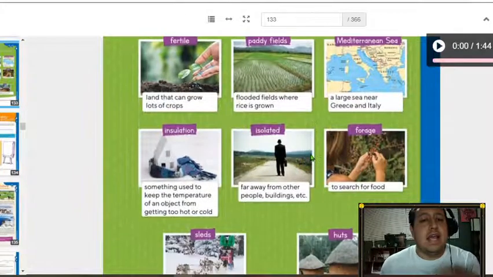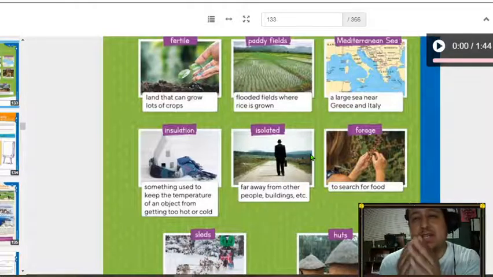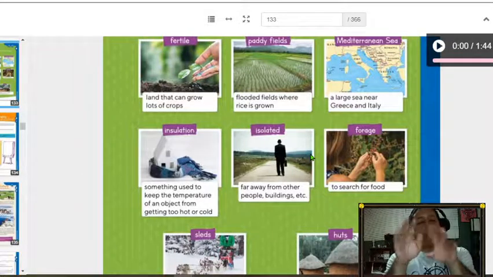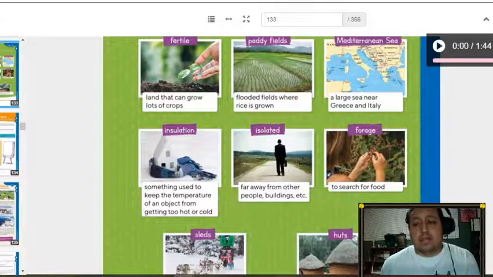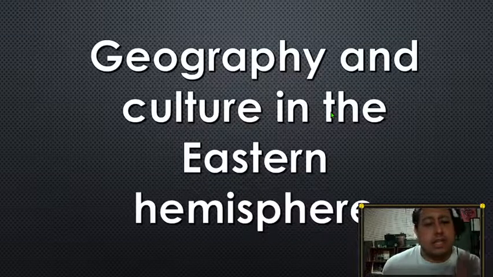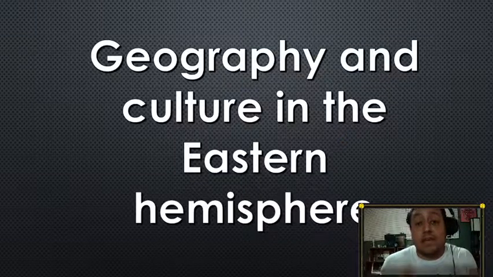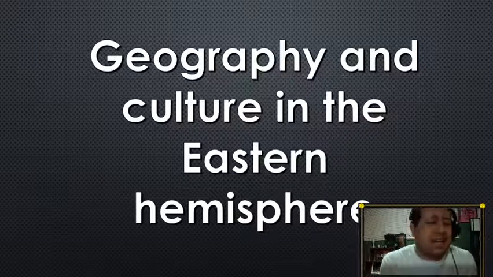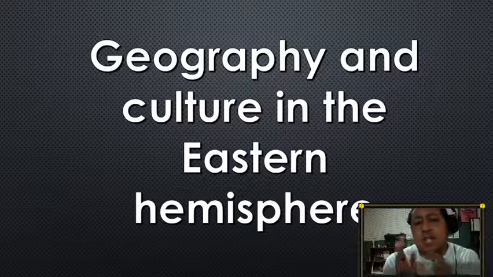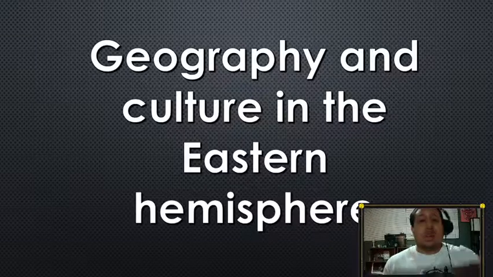I hope you like it. I hope you don't have any new words. And if you have new words, please send me a text there in the classroom platform, right? So we are going to continue now with geography and culture in the Eastern Hemisphere. We're going to talk about the geography and the culture. What do they like to do? What do they eat? What are their hobbies, their free time, right? And the geography, what do they have near their houses?